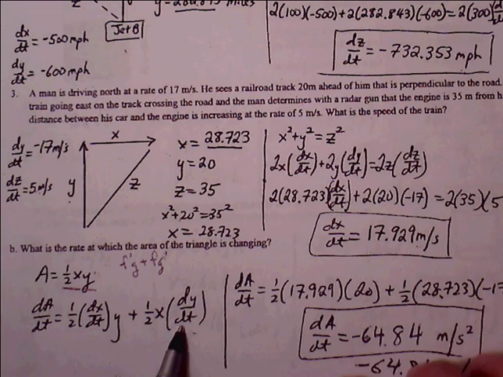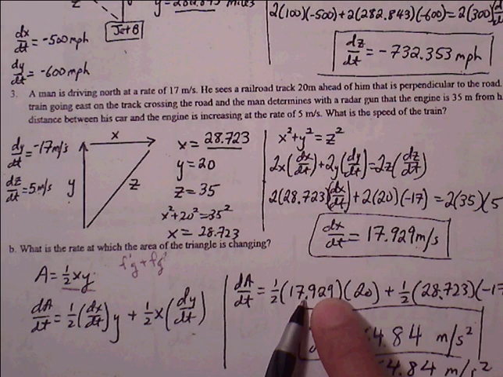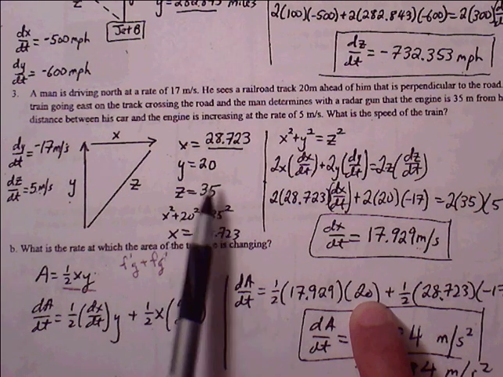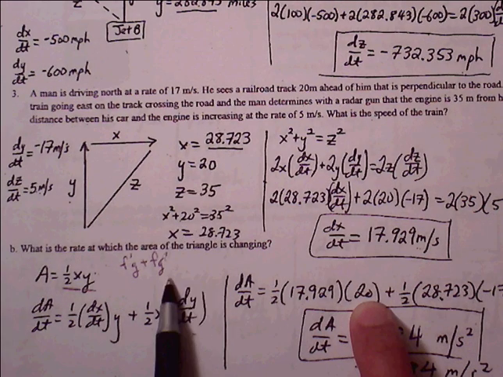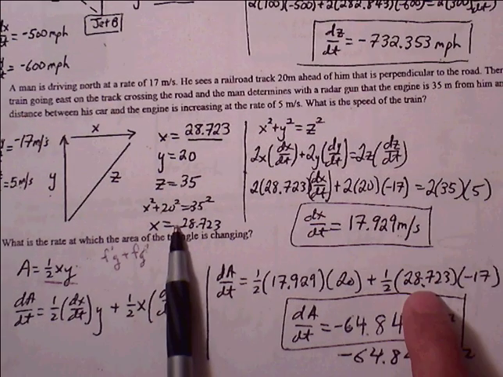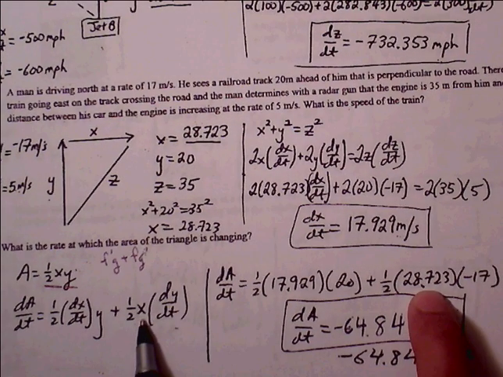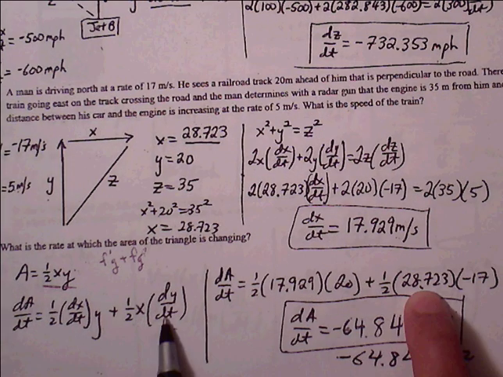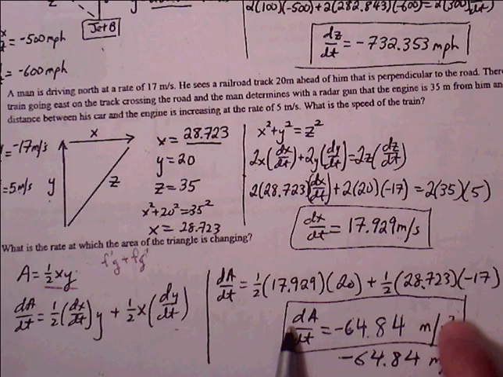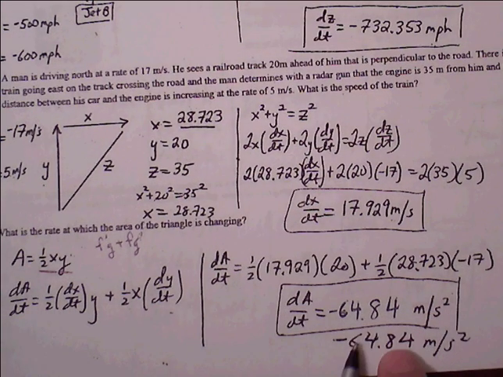And then we can start plugging things in. dx/dt gets replaced with 17.929. y gets replaced with 20. So it's the same scenario as number 3, part A, plus 1/2 x, so x gets replaced with 28.723, dy/dt gets replaced with negative 17, and then we put all this together. dA/dt is negative 64.84 meters per second squared.